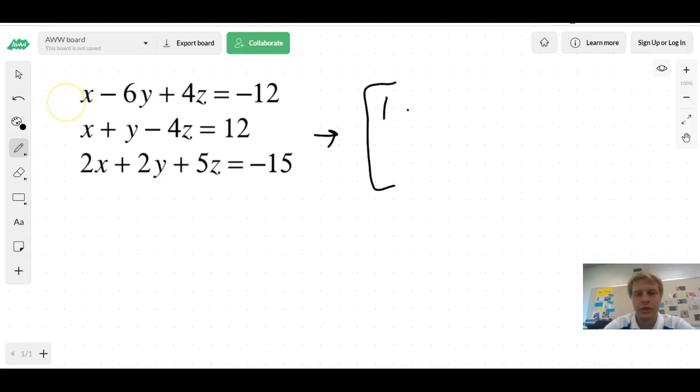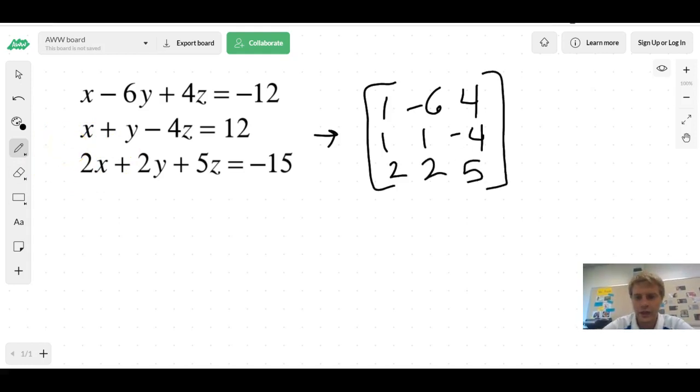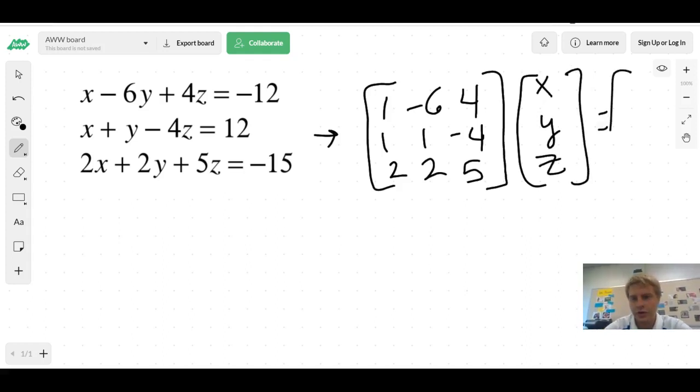So I'm going to put 1, -6, and 4, because that's 1 for the x, -6 for the y, and 4 for the z. We'll do the same thing over here, so that'd be 1, 1, and -4. And we would do the same thing for this one, so 2, 2, and 5. Now to keep track of what variables we have, we'll say that's x, y, and z. And then we'll put our answers over here, which would be -12, 12, and -15.